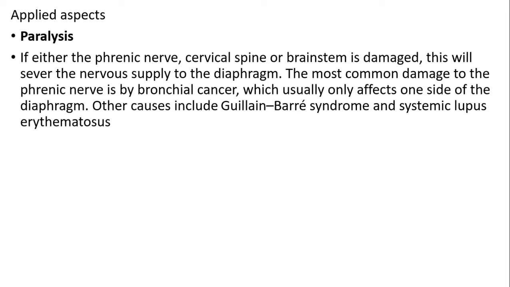Applied aspects: paralysis. If either the phrenic nerve, cervical spine, or brainstem damage is severe, the nerve supply to the diaphragm is affected. The most common damage to the phrenic nerve is by bronchial cancer, which usually affects one side of the diaphragm. Other causes include Guillain-Barré syndrome and systemic lupus erythematosus.